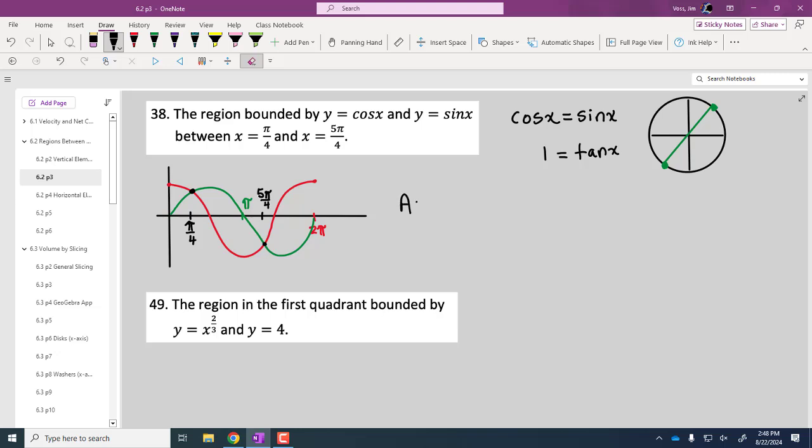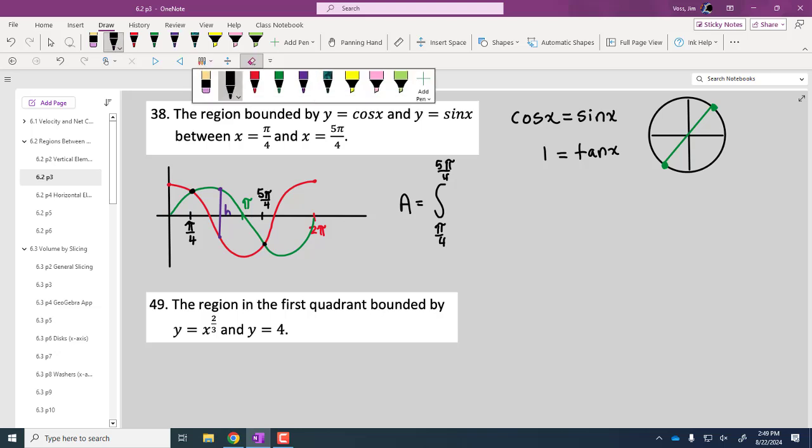So our area will equal the integral from pi divided by 4 to 5 pi divided by 4. Upper curve. Which one's the upper? Cosine. Everyone agree? Green is cosine? No, sine. Okay, green is sine. Sine minus cosine? So let's draw a representative rectangle, an integration element right there. The lower curve is the red one, the upper curve is the green one. So that's the height of a rectangle. Green is on top, and green is sine. So let's go sine minus cosine.